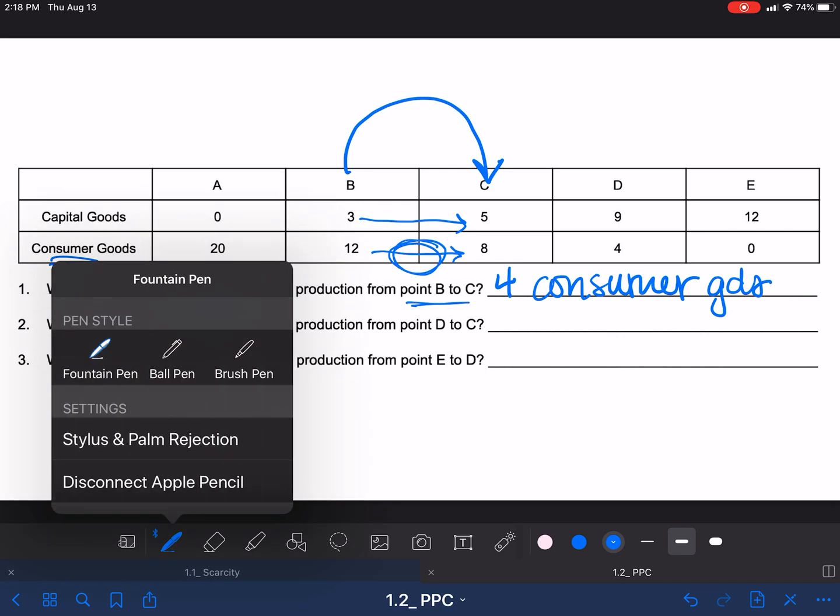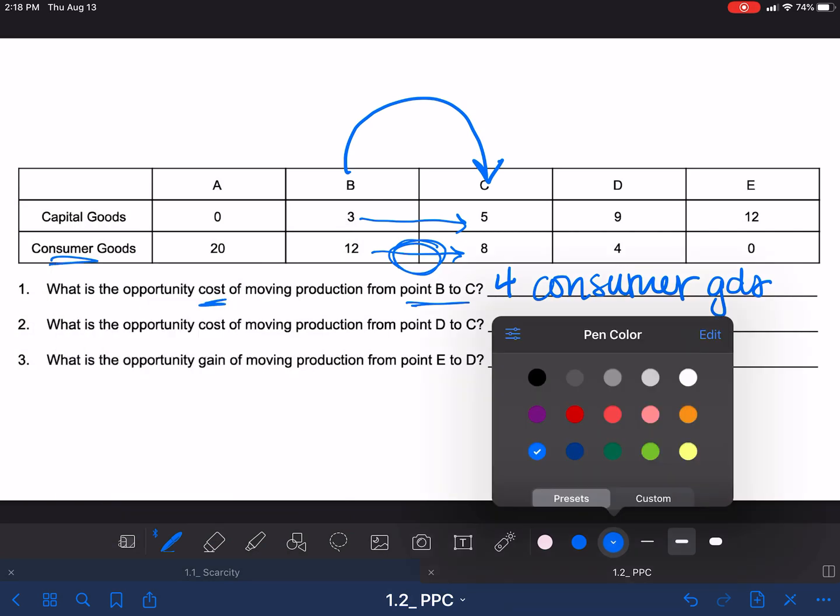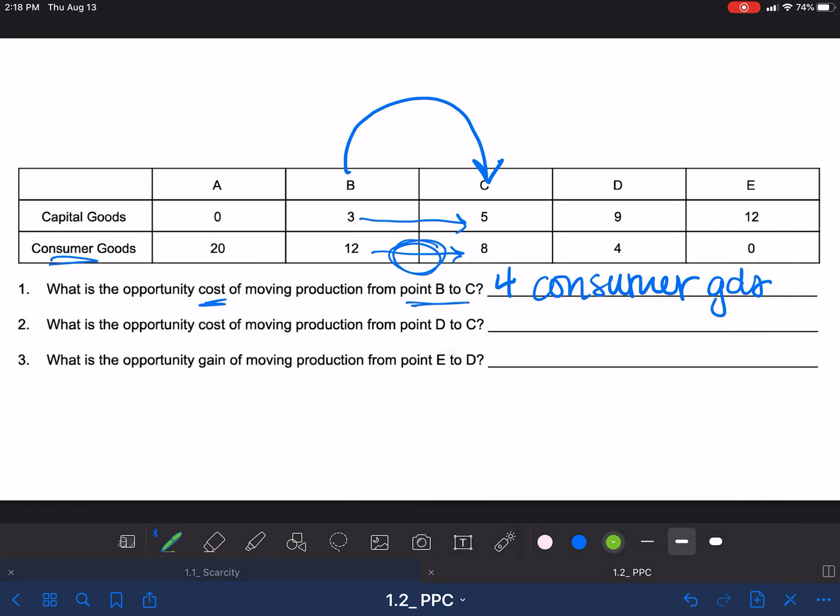Now let's look at the next question. Opportunity cost of moving production from D to C. So we're starting at D, and we're going to C. So we're going from 9 to 5 and 4 to 8. So which one shows a loss? 9 to 5. And how much is that? Is 4. And what exactly did we lose? Capital goods. So that's the opportunity cost of going from D to C is 4 capital goods.